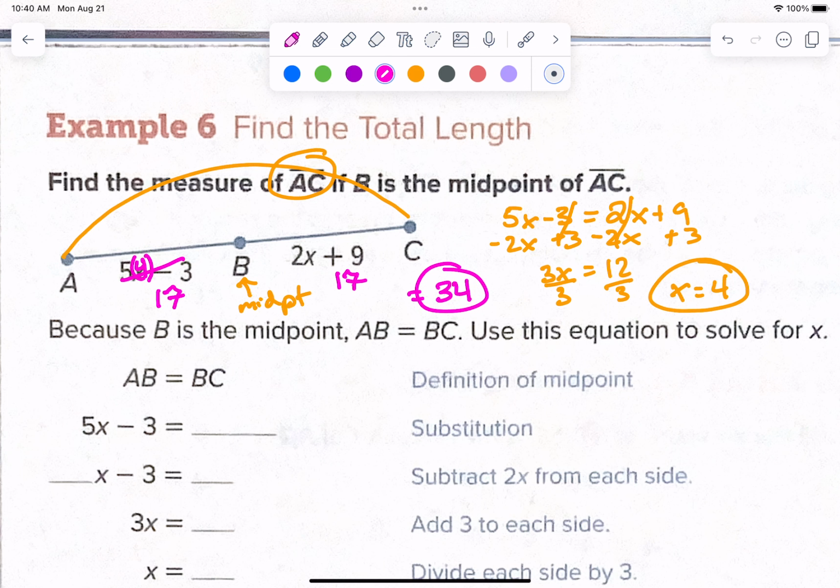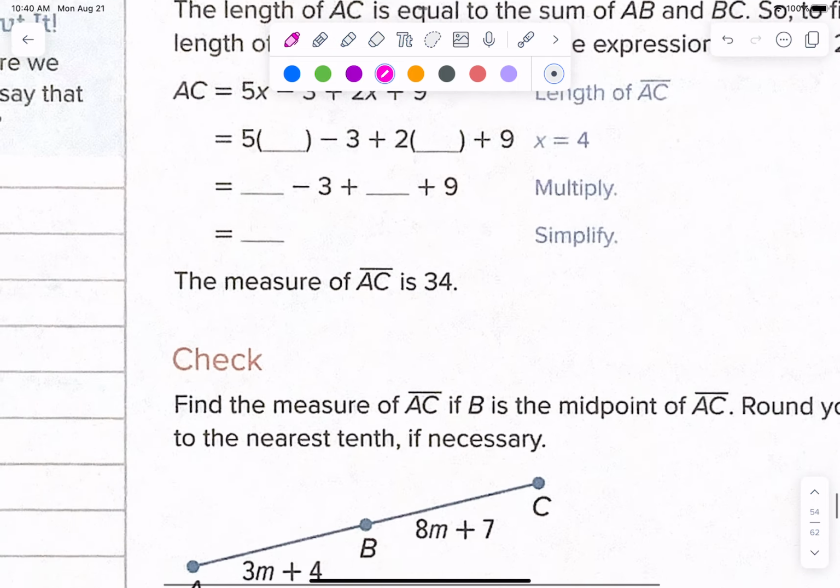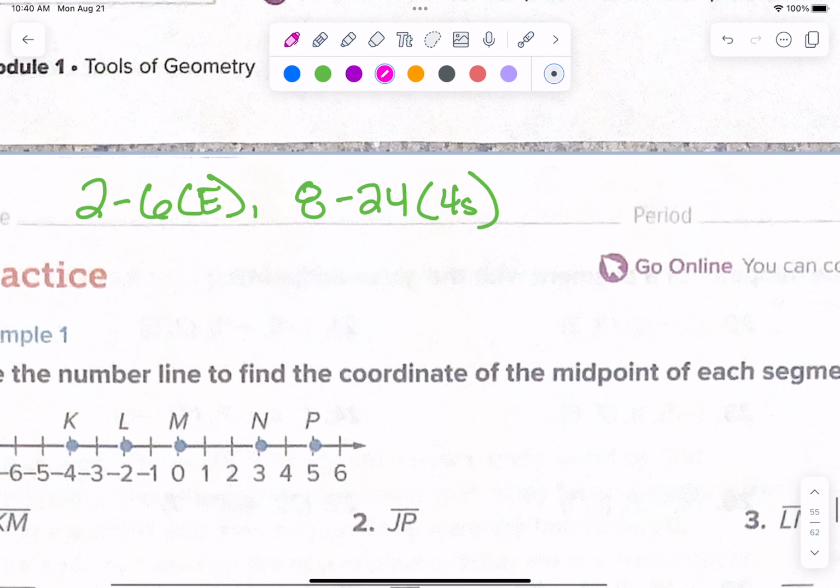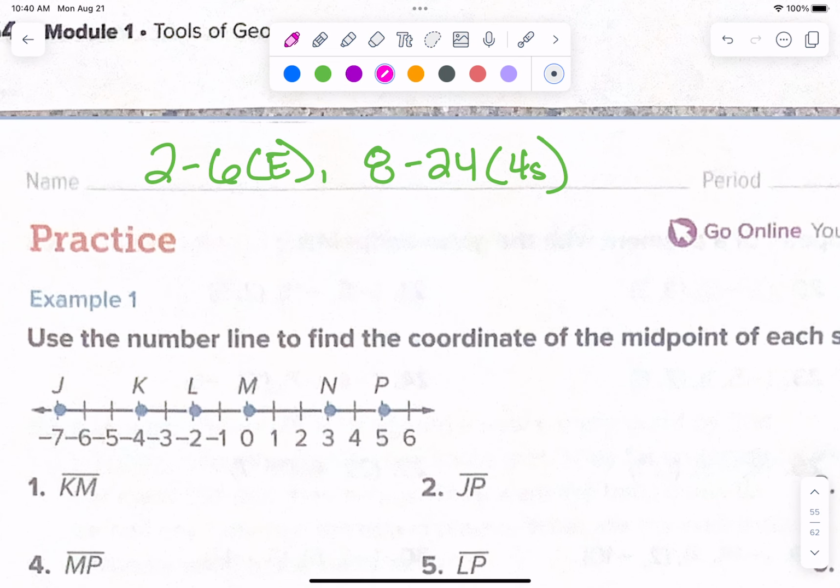All right, okay, that is all I have for you. Homework is a little shorter. 2 through 6, the evens, and then 8 through 24 by 4s. I'm pretty sure I wrote down the wrong homework assignment for that, but we'll go with it. I think I went off of 1-6. And your homework assignment was actually supposed to be longer, but we'll go.